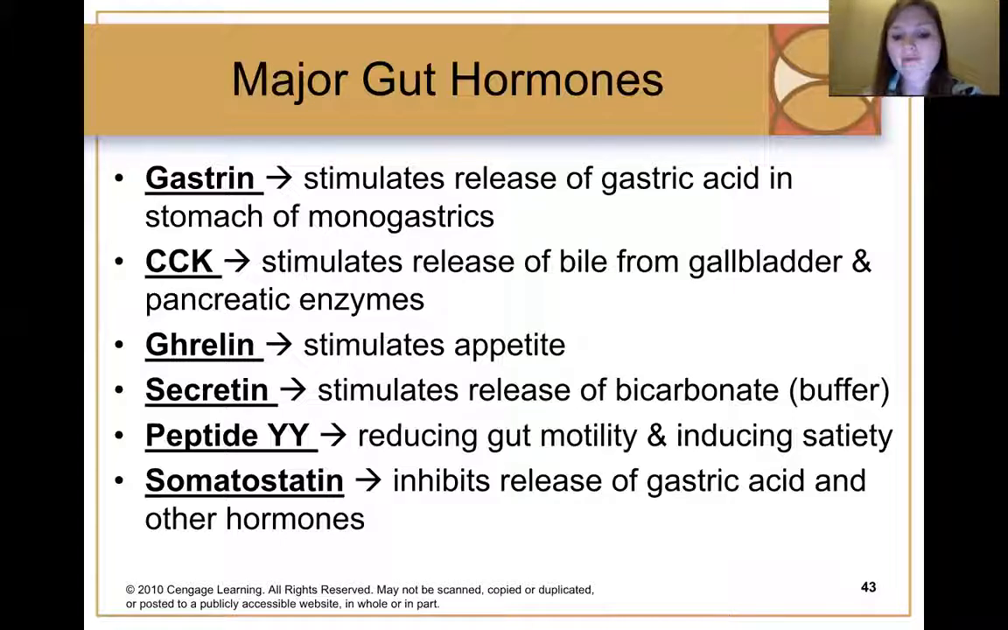Peptide YY reduces gut motility and induces satiety. Satiety basically just means that you feel full, you're no longer hungry. And then somatostatin inhibits the release of gastric acid and other hormones. So gastrin and somatostatin would work in opposition like insulin and glucagon. So just some hormones to be familiar with and what they do and how they work to maintain balance in the body.